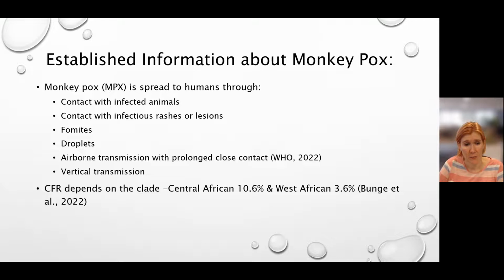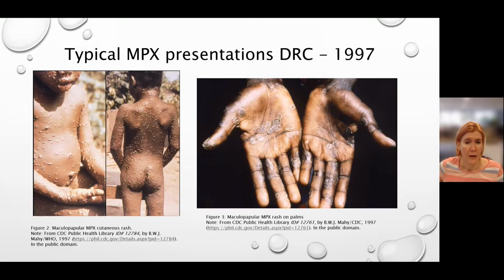The case fatality rate depends on the clade. The Central African clade is 10.6% and the West African clade is 3.6%. Here are some pictures of typical monkeypox presentations from the Democratic Republic of Congo from 1997. The first picture is of a young boy with a maculopapular rash, and the second picture is of an adult's palms with a maculopapular rash that's starting to crust over.